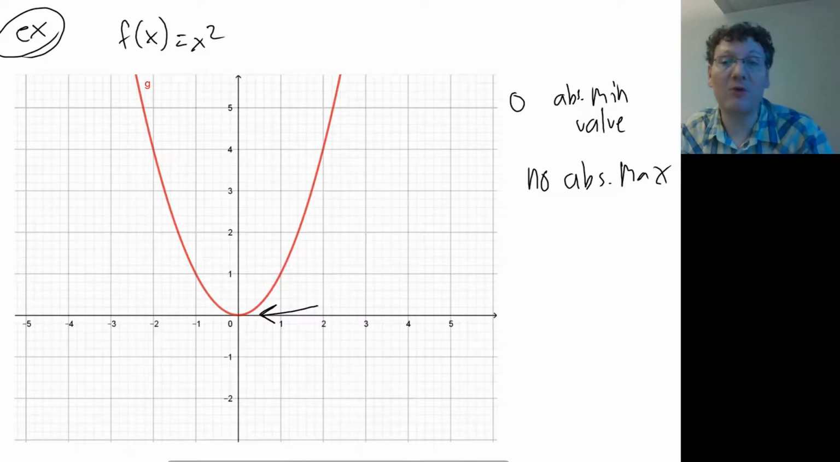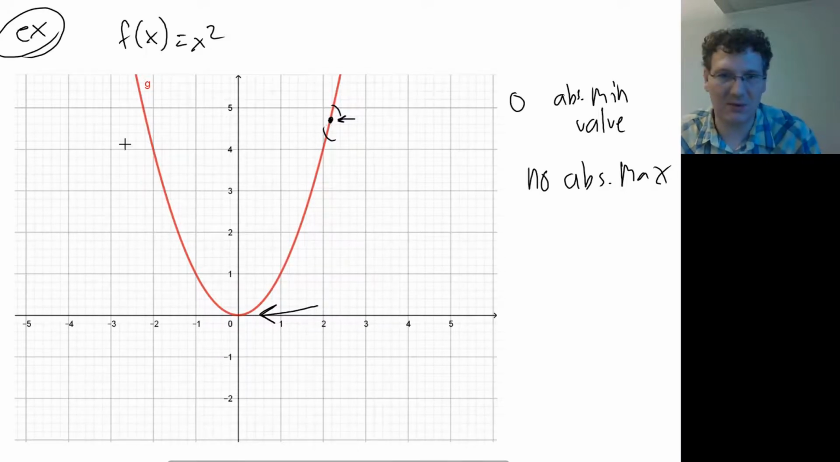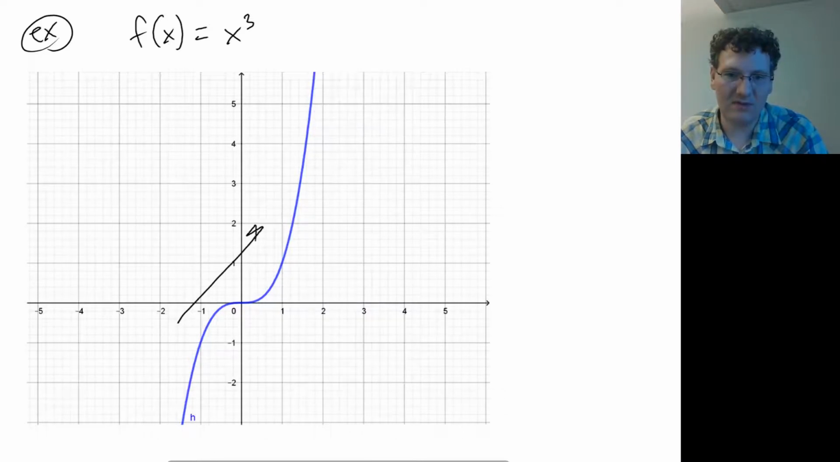In fact, there's no local maximum values either. Anywhere on the curve, you couldn't create an open interval where that function value is the highest in that open interval, because it's always going to be increasing to the left or increasing to the right, depending on where you're at, whether you're on the left-hand side of the vertex or the right-hand side of the vertex. Okay, so if you take the cubic function, you can see here actually that because this function, it's always increasing.